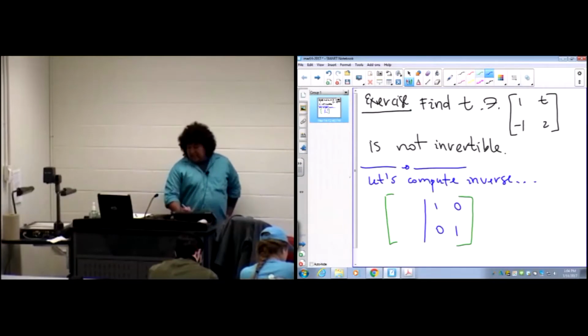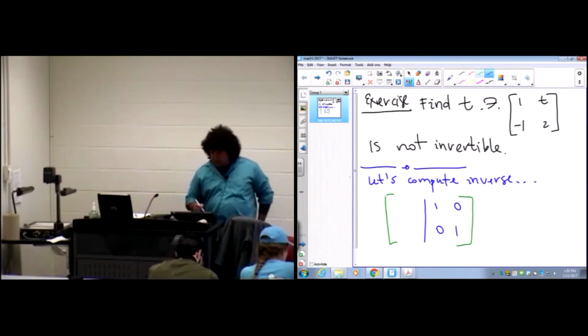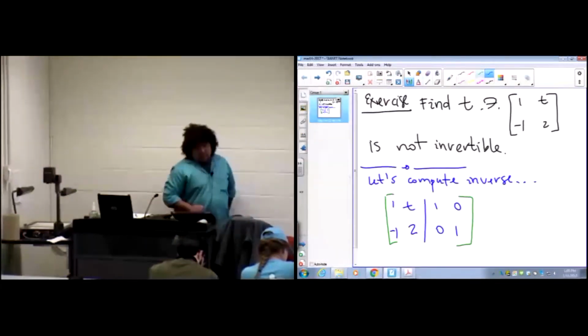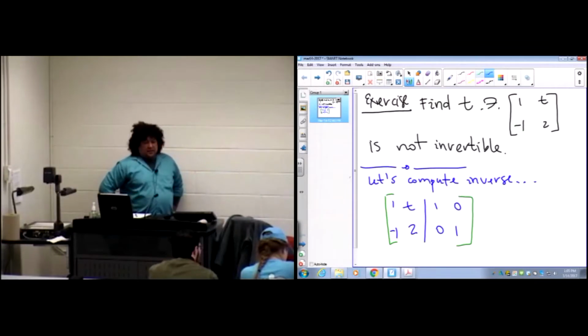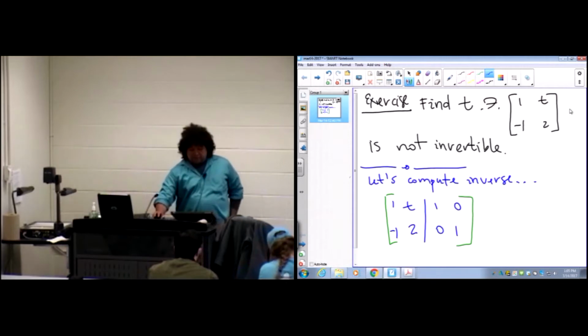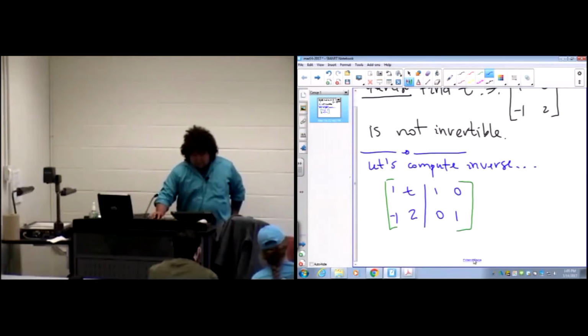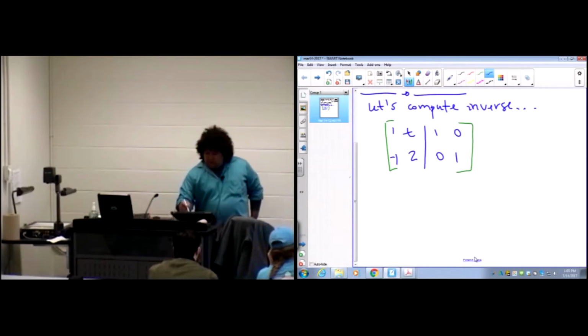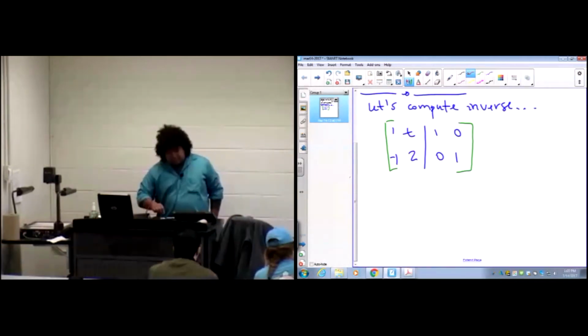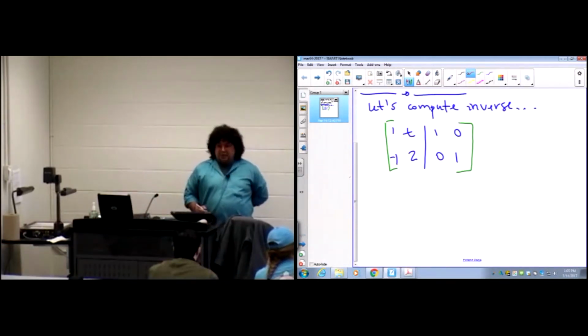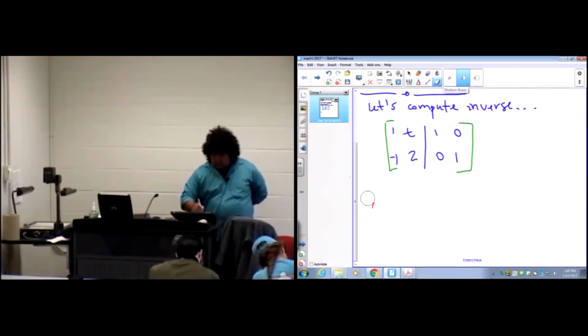So to row reduce, I'm going to create a 0 on entry 2, 1. So I'm going to do the following row operation. I'm going to say row 1 added to row 2, and then we're going to replace row 2. The first row stays exactly the same. So in the first row we have 1, T, 1, and 0.